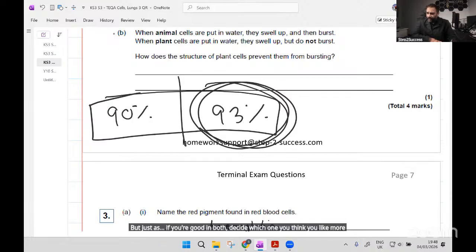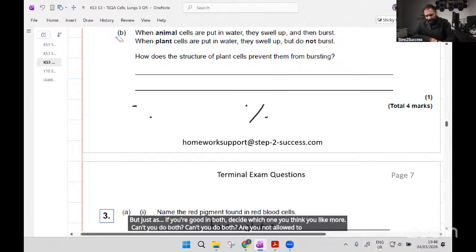Can't you do both? Are you not allowed to do both? Because I could have done both, but I decided not to.